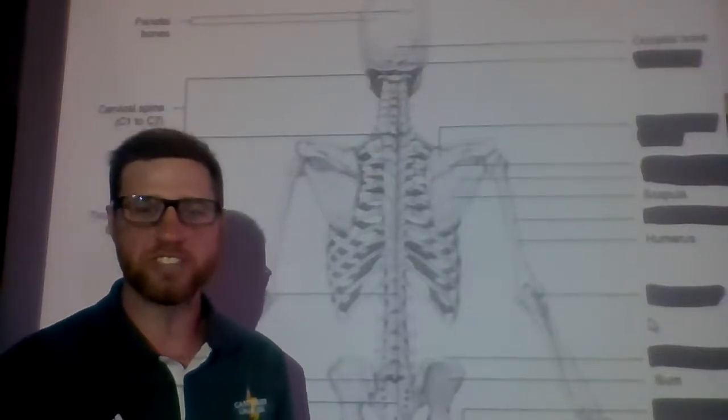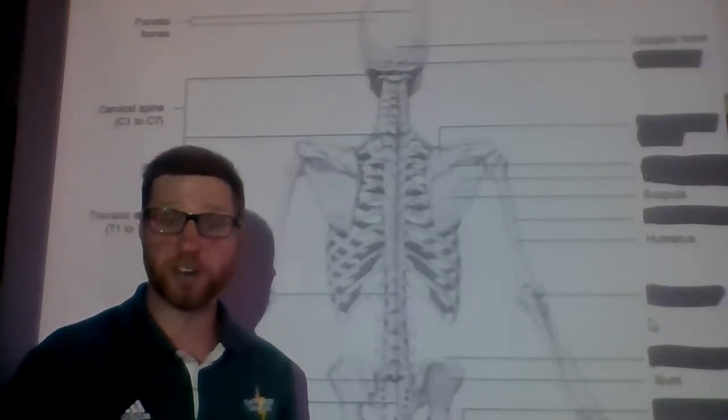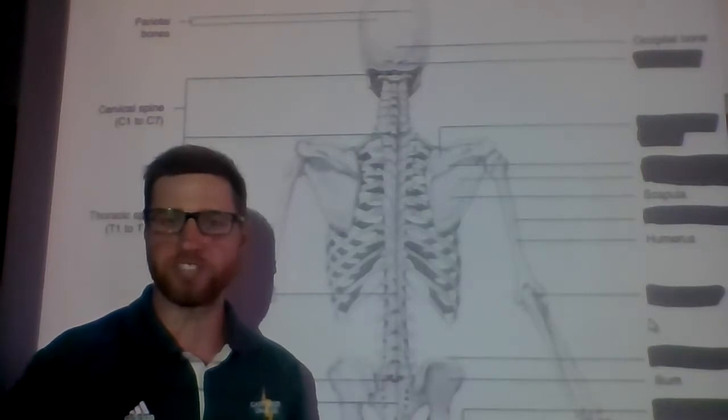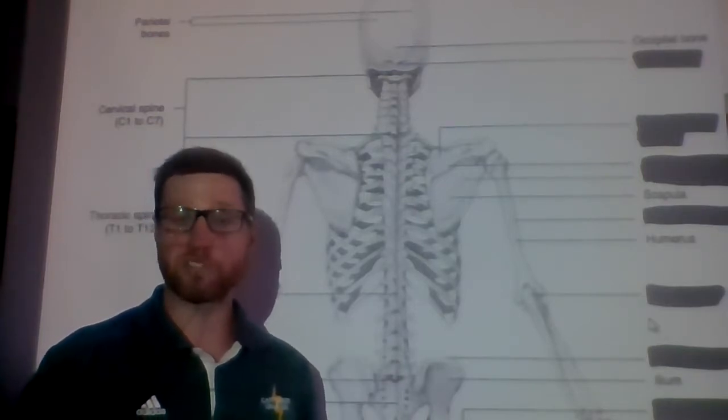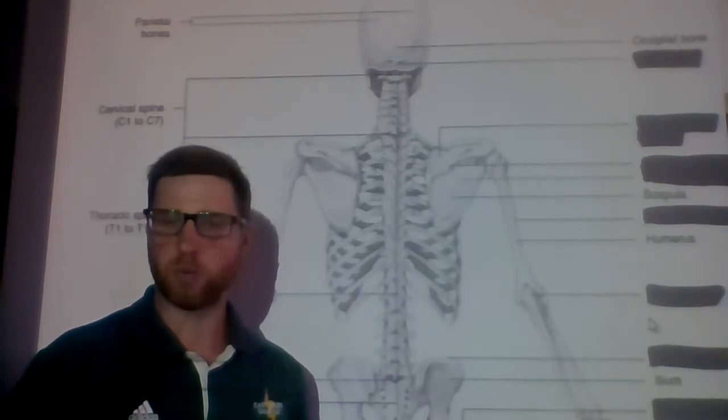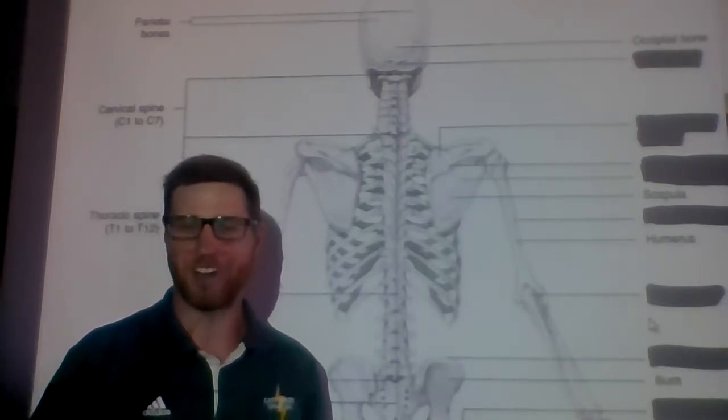Hi, kinesiology students. This is part 2. This is the posterior skeleton, and we are going to go through the different bones that are located here on the posterior side. Some of this will be a repeat of the anterior side, so I'll skim through that, but we'll focus on some bones we didn't catch on the anterior side.